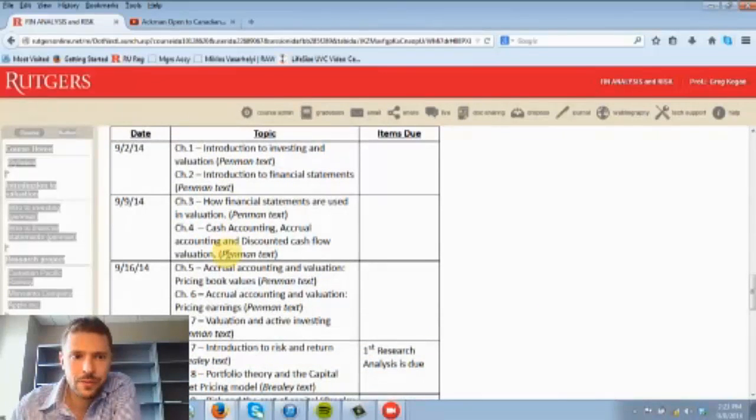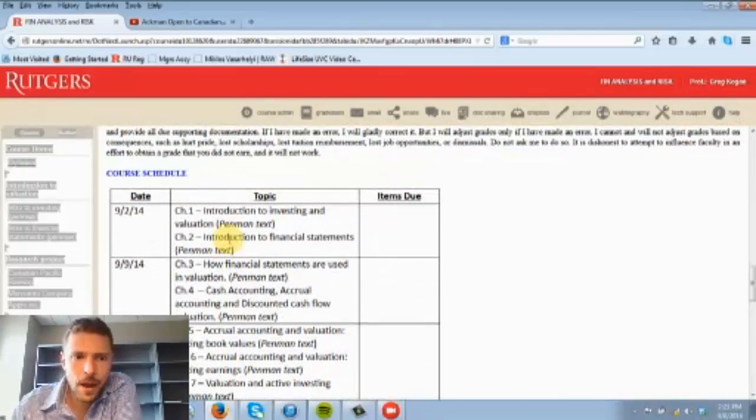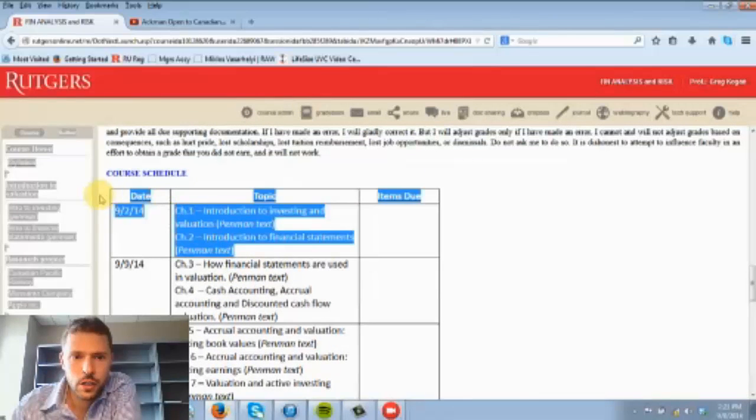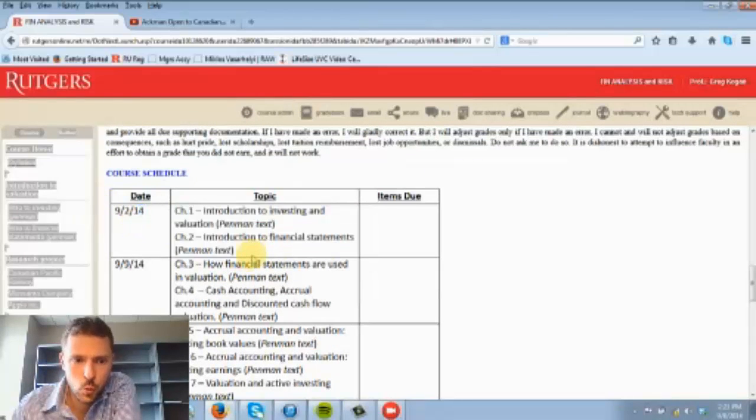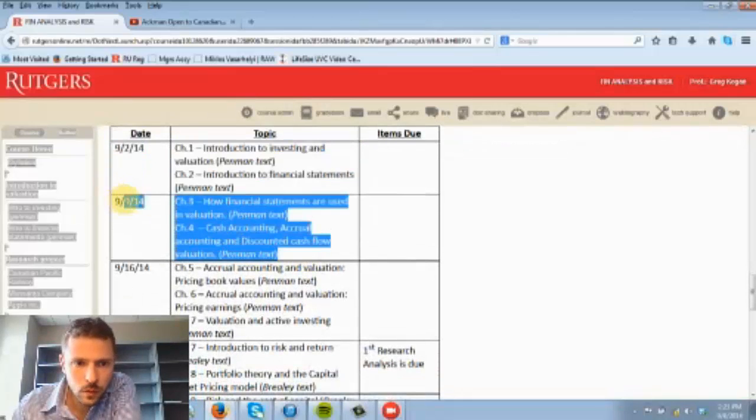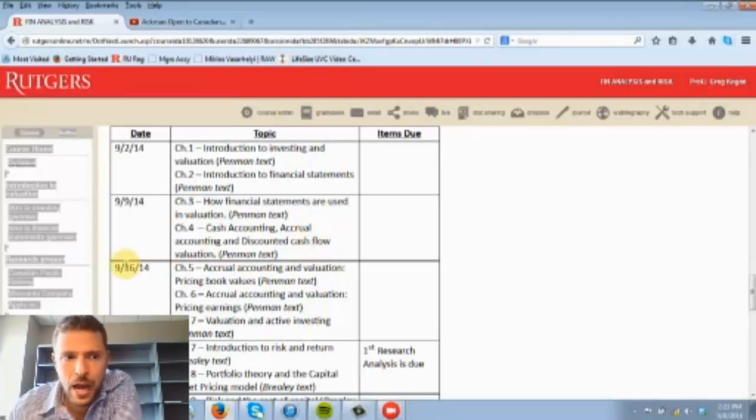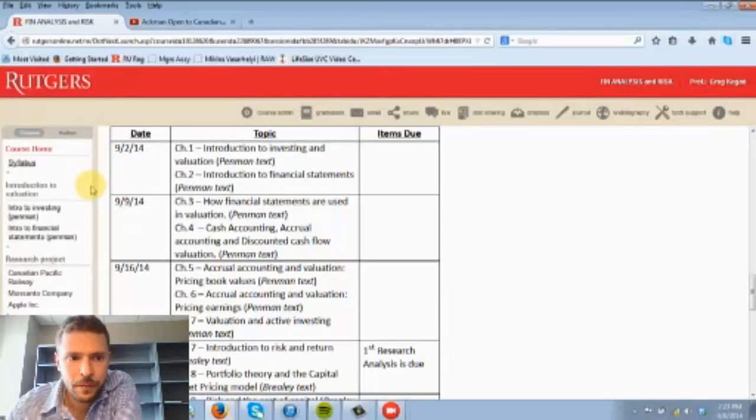In terms of schedule, we had, up until today, the introduction to Penman to read Chapter 1 and 2. This week, I'm going to focus on Chapter 3 and 4, and the purpose is to learn how to look at the financial statements and to really come up with a simple valuation model that we will apply to Canadian Pacific, which is our first research project. So this week I'd like you to start working on the research project as well as part of this situation.